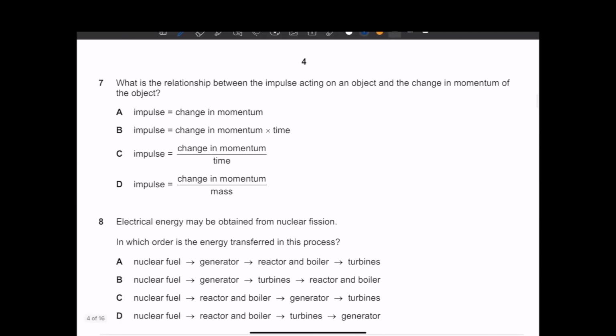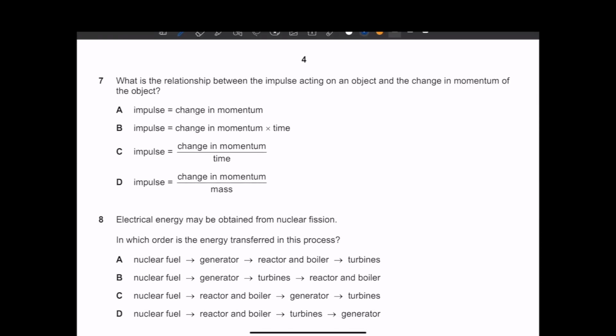In question 7, what is the relationship between the impulse acting on an object and the change in momentum of the object? I said here, impulse means force times time, and it's going to give you the change in momentum, right? So they are exactly equal. So depending on that, if you memorize the law well, I'm going to choose A.